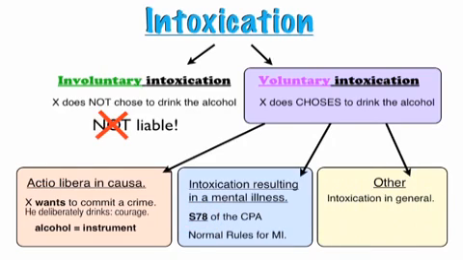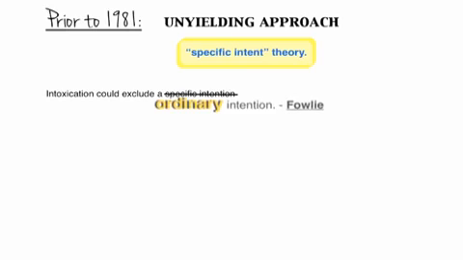With intoxication in general, there are two approaches: the lenient approach and the unyielding approach. Today, we follow the lenient approach. Prior to 1981, the courts followed the unyielding approach. This was in line with our common law. The courts used the specific intent theory. According to this theory, intoxication could exclude a specific intention and replace it with ordinary intention. This was held in the case of Fowley.